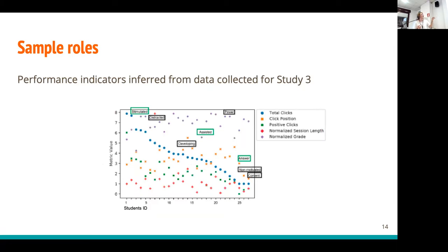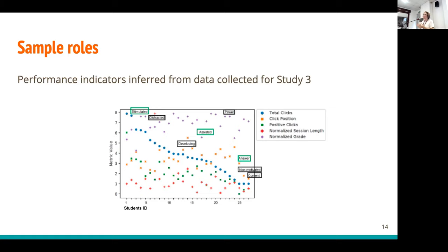This is an example of how messy our data is and how we really had to use everything, like the context of the classroom, the observation from the teacher, the grading, in order to make sense of these roles and recognize them. So you can see that we have the power searchers on the top. We have grades, we have the student ID on the bottom. And then we have the different metrics we use. So we use the total clicks, the click position, so how deep they were going, how many of the positive clicks, so the good sites they were picking, how long the search session was, and their grade. So we use everything in order to make sense of our data.